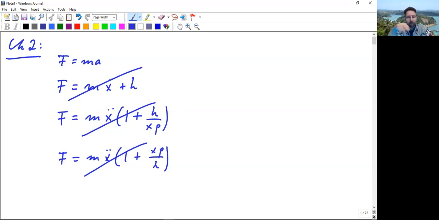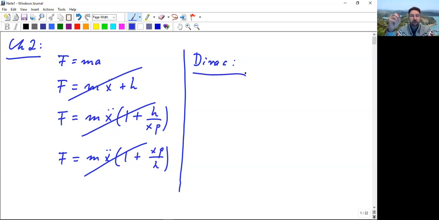You can show that none of this would work. This is just not a way to go and improve Newton's mechanics to obtain quantum mechanics. There was this enormous insight by Dirac, and he was the first to really understand how quantum mechanics relates to classical mechanics.